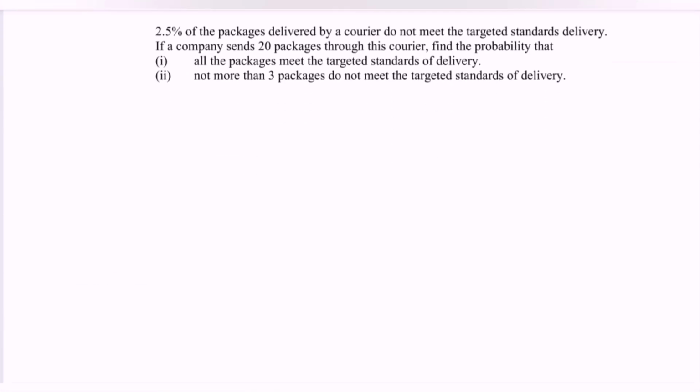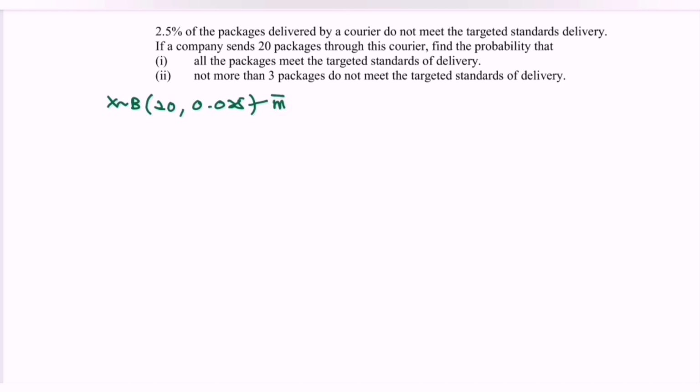Kindly refer to the question. 2.5% of the package deliveries by a courier do not meet the target standard of delivery. If the company sends 20 packages through this courier, find the probability that. Number 1, the title. X is binomially distributed. We have 20 packets, 0.025 do not meet the target. So here, M do not meet, so we have M bar.